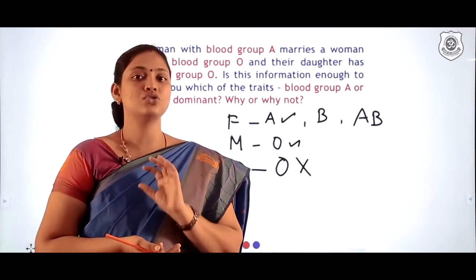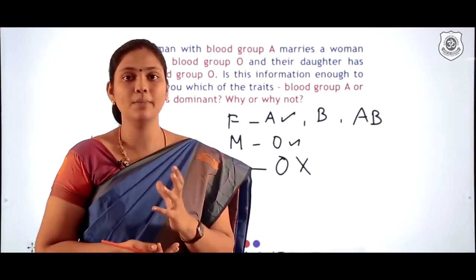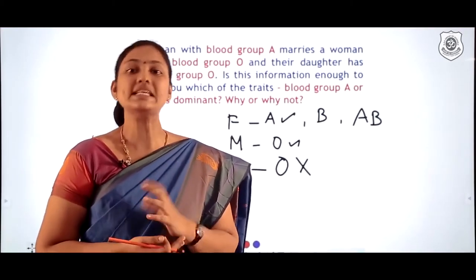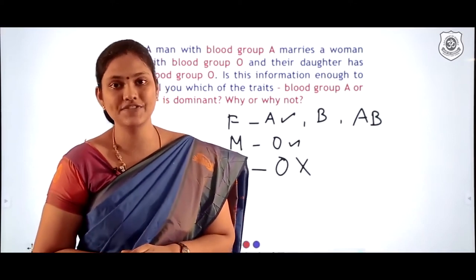As of now, you should remember that A and B are the examples for the dominant blood groups, whereas AB is an example for codominance, whereas O is an example for the recessive blood group.